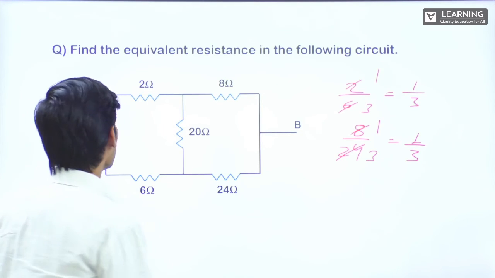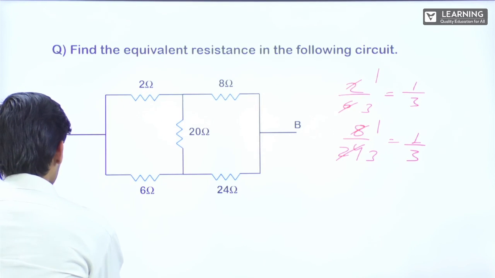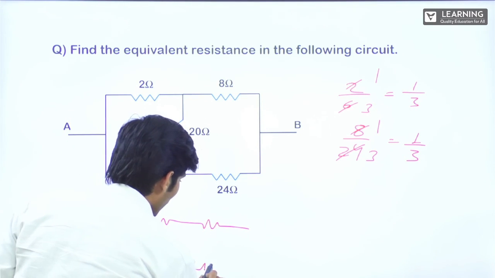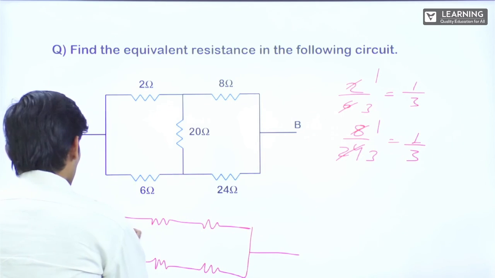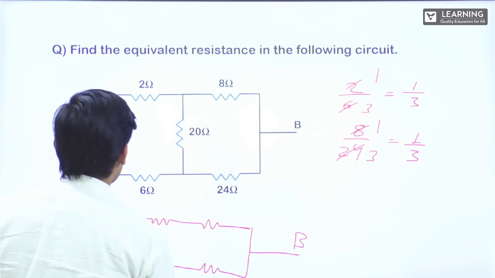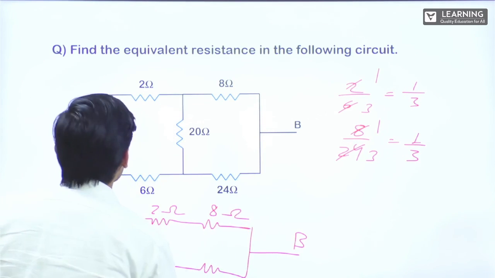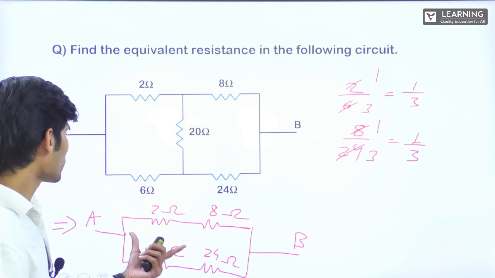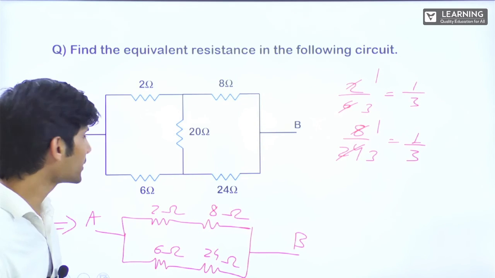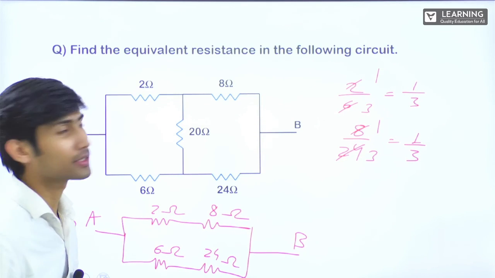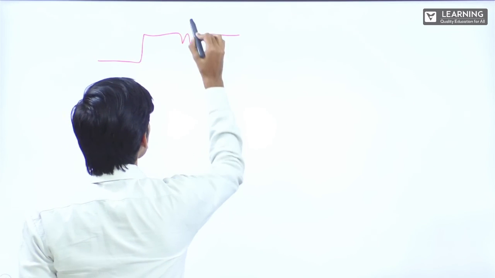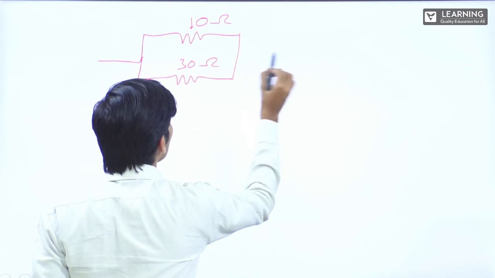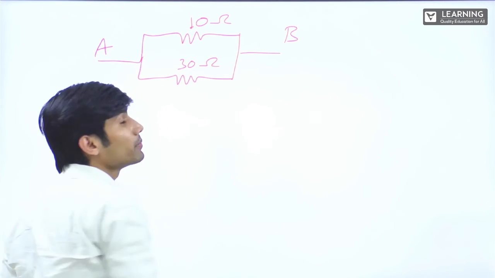If I remove this wire, my equivalent circuit will be this is A, this is B, this is 2 ohm, this is 8 ohm, this is 6 ohm, this is 24 ohm. Correct? Now see, these two are in series. These two are in series. Easy to solve. 8 plus 2, 10. 24 plus 6, 30. So my circuit will be, this is 10 ohm, this is 30 ohm, between A and B. These two are in parallel.